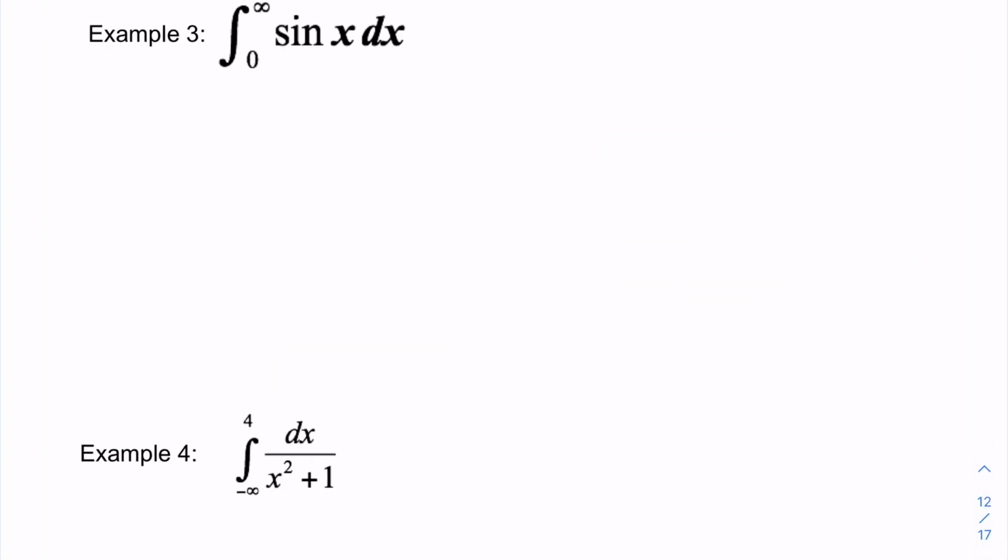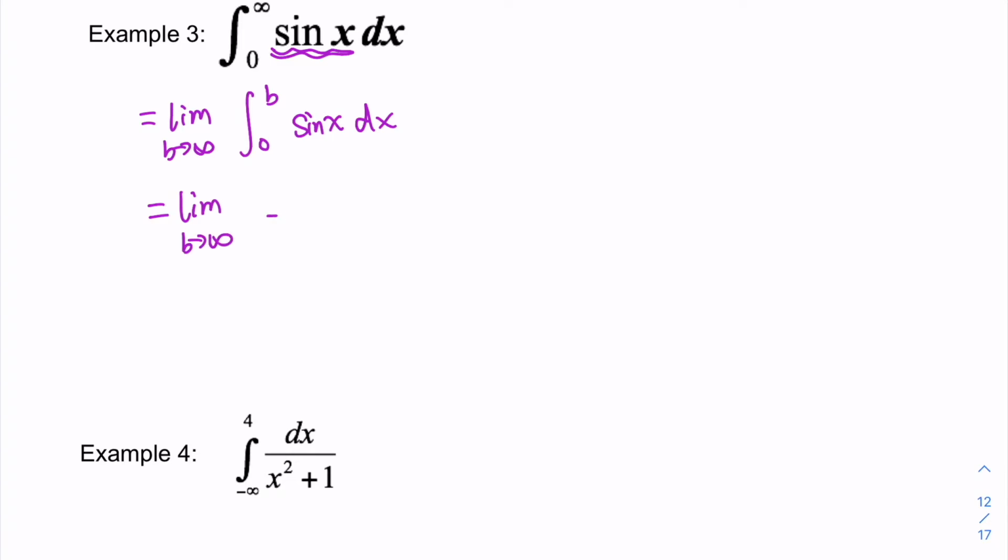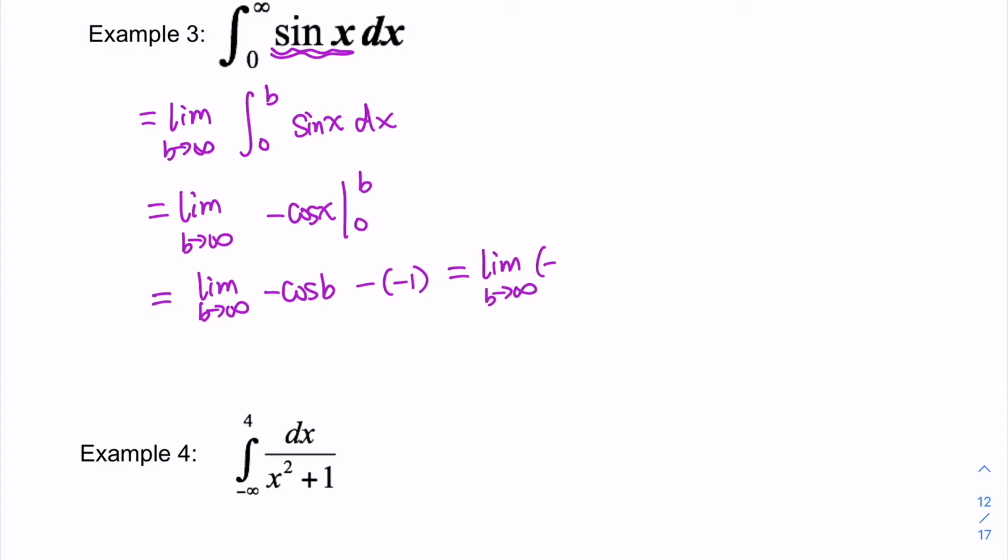So let's have a look at example 3. Integration, sine of x is continuous. So we are going to write this as limit b goes to infinity, 0 to b, sine of x dx. Limit b goes to infinity, negative cosine of x, 0 to b. This gives us limit b goes to infinity, negative cosine b minus negative cosine 0, which gives us negative 1. So this will be limit b goes to infinity, negative cosine b plus 1.